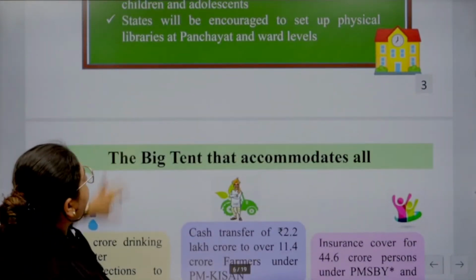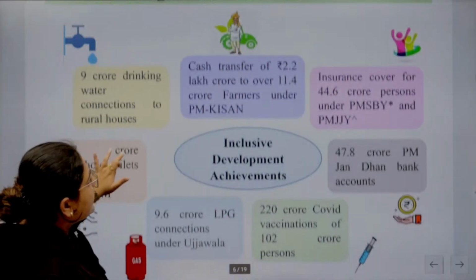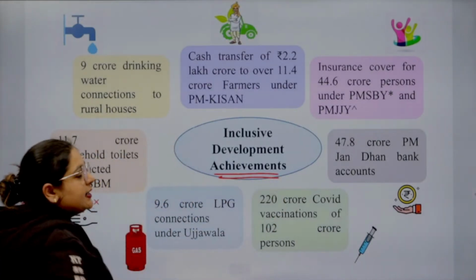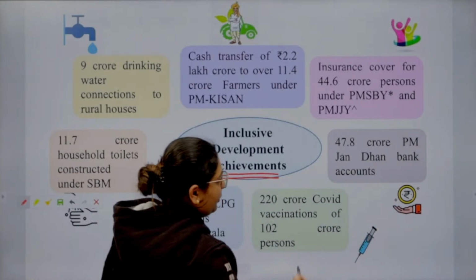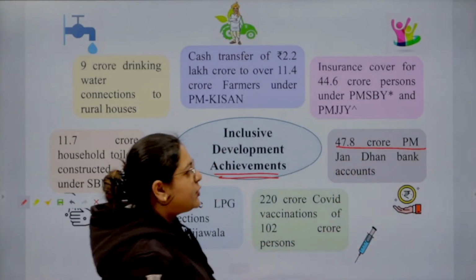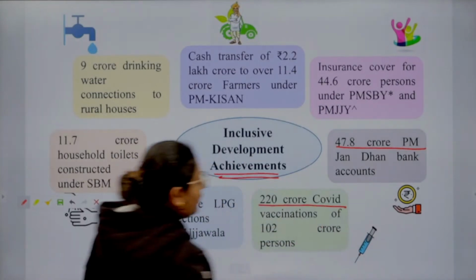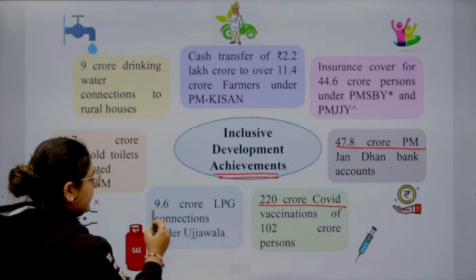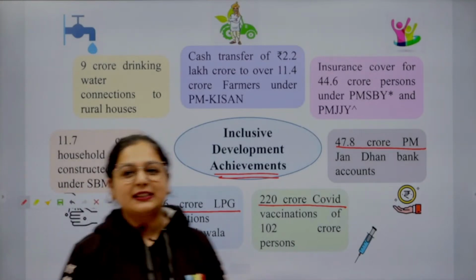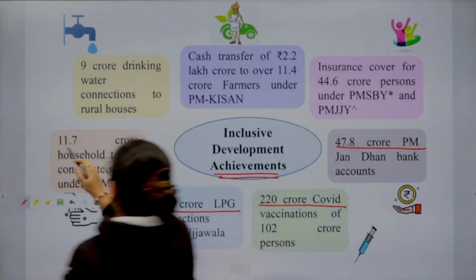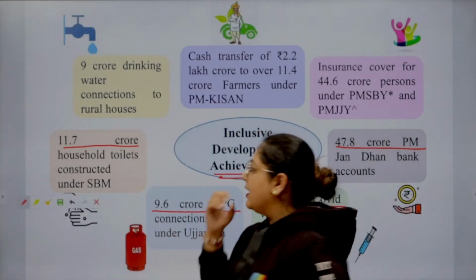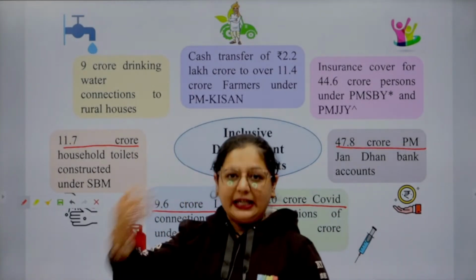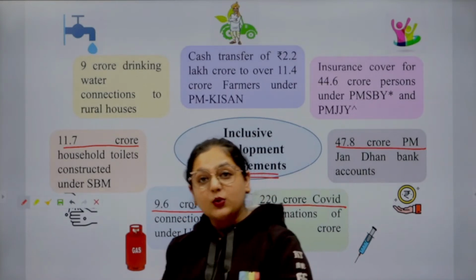Then next we have the big tent that accommodates all. It means now we speak of the inclusive development achievements so far. So far the government has opened 47.8 crore PM Jan Dhan bank accounts, 220 crore COVID vaccinations have been given to 102 crore persons, 9.6 crore LPG connections under the Ujjwala scheme have been given to the needy, and 11.7 crore household toilets have been constructed under the Swachh Bharat Mission. These are the achievements of this government in terms of the schemes launched for inclusive development.